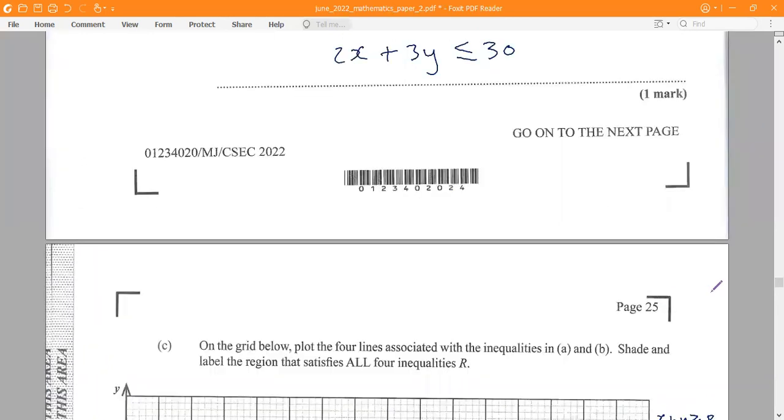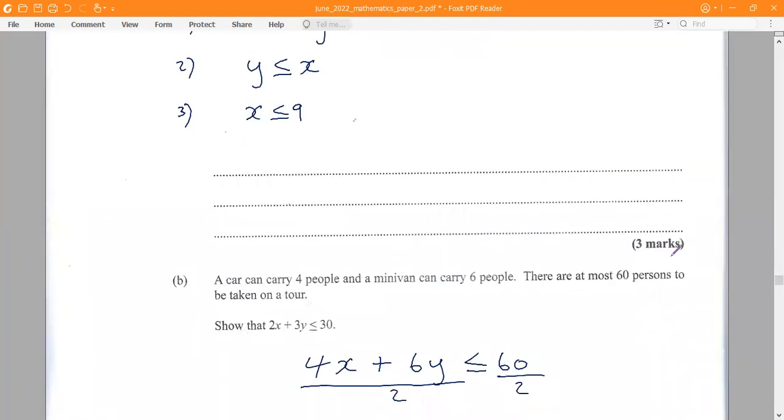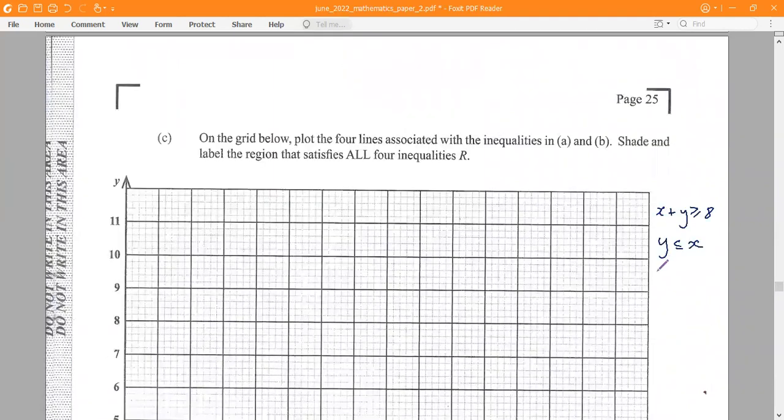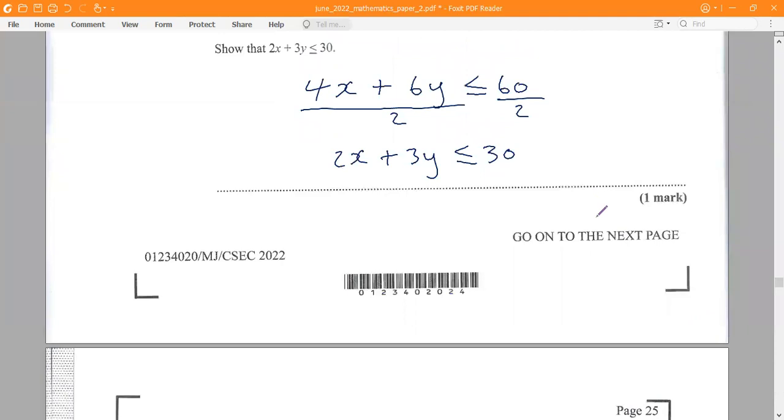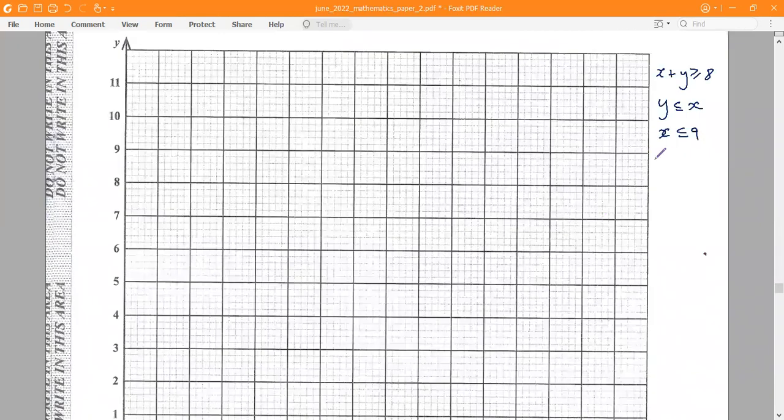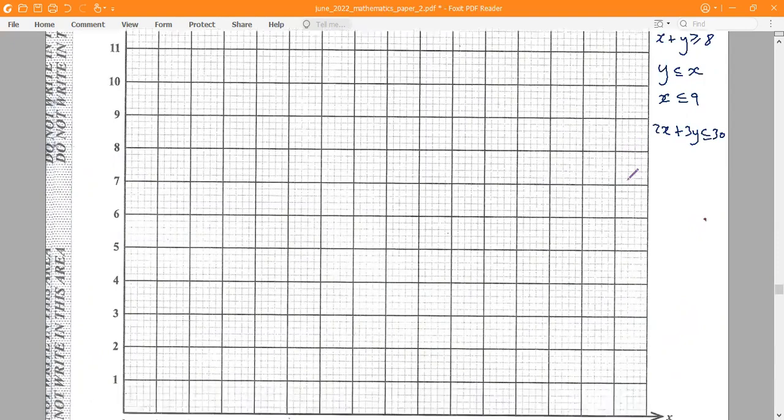And the other one is x is less than or equal to 9. And the other one is 2x plus 3y is less than or equal to 30. All right, so we have those 4 inequalities there, and we have to represent that on this grid provided.